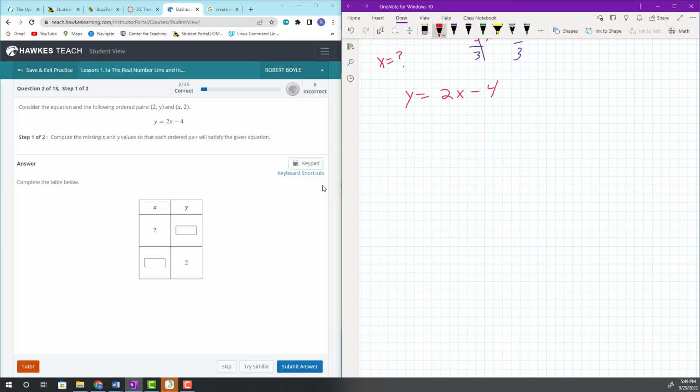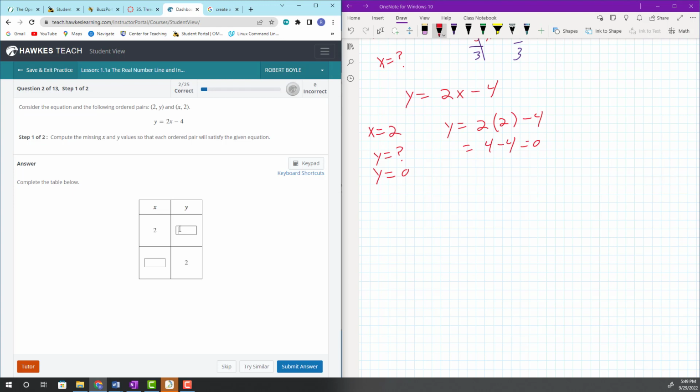Now, for the first table, we have that x is equal to 2, at least in the first row, and we need to figure out what y is. Okay, well, that is going to be y is equal to 2 times 2 minus 4, since we're substituting 2 for x. Well, 2 times 2 is 4, minus 4 is equal to 0, so y will be equal to 0.